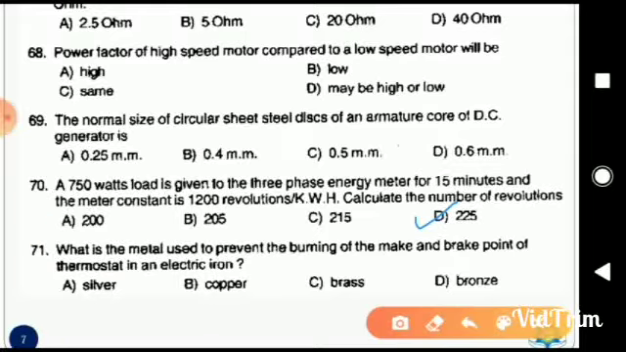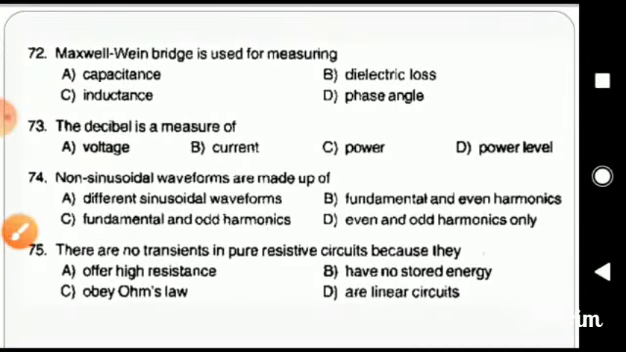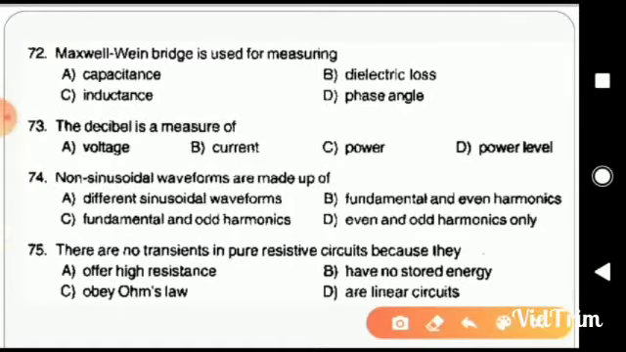Moving on to question number 71. What is the metal used to prevent the burning of the make and break point of the thermostat in an electric iron? So option A, silver is the correct answer. Moving on to question number 72. Maxwell-Wien bridge is used for measuring the inductance of a particular element.